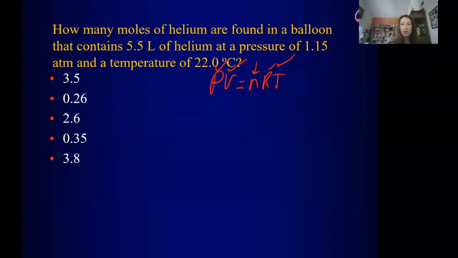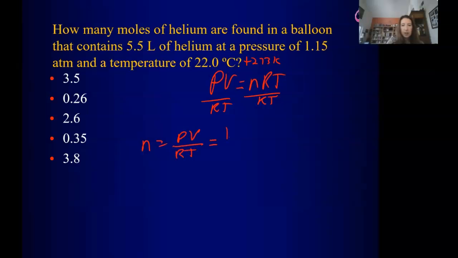And so when we do this, a couple of quick things we've got to change. We've got to add 273 Kelvin to this, right? That's really our only change. And if we're going to solve for moles, divide by RT, and n equals PV over RT.